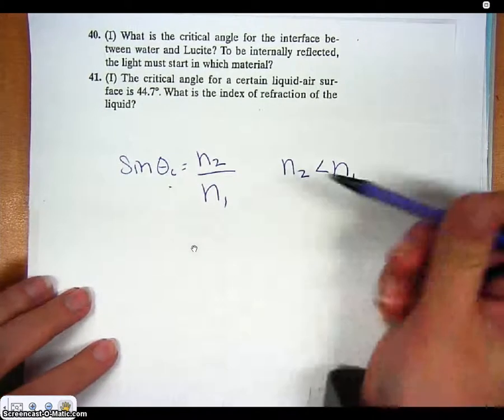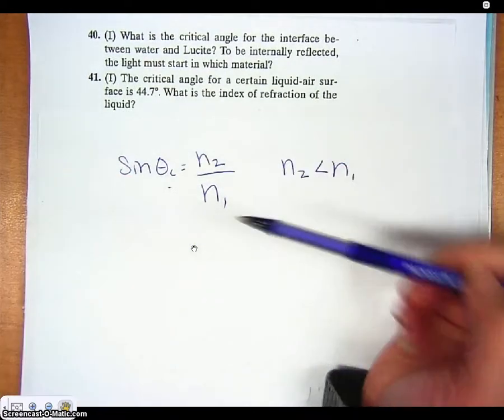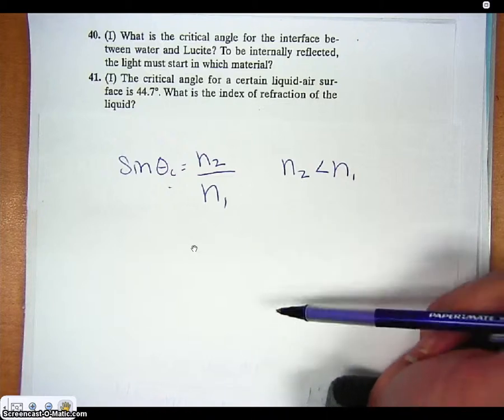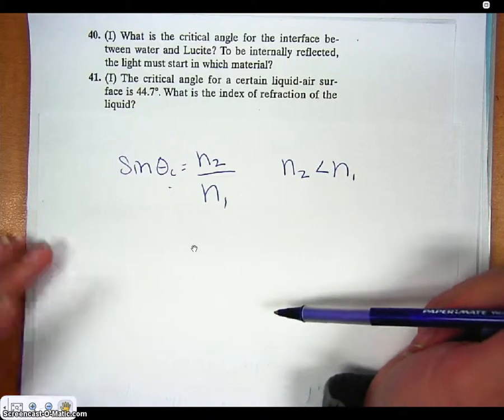So this situation of critical angle or total internal reflection is always going to happen when you go from a more dense medium to a less dense medium.